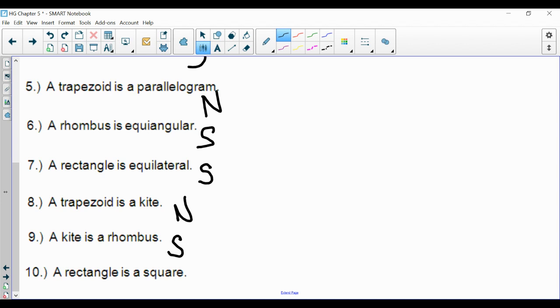And then the last one, a rectangle is a square. So that, again, rectangle is not as specific as square. So it does happen, but it only happens sometimes.